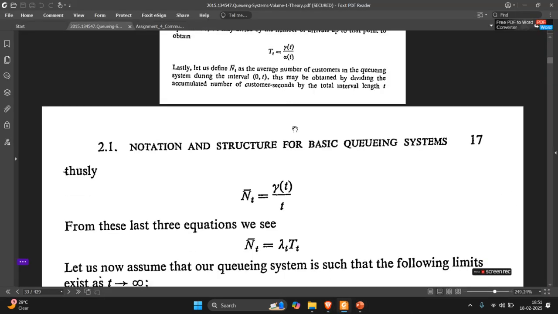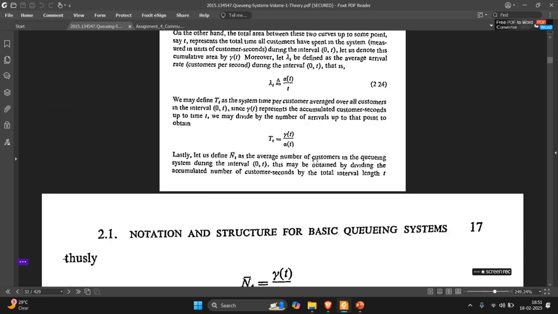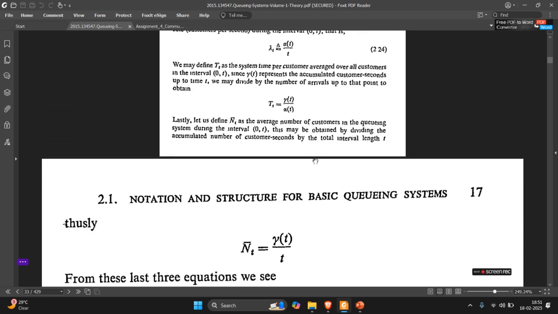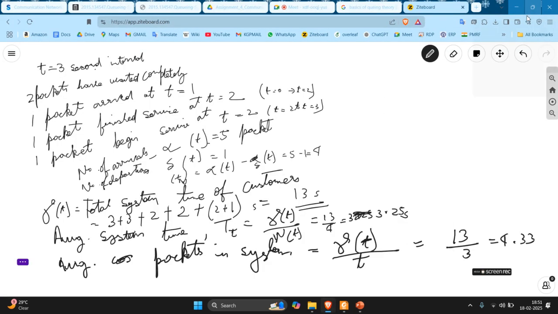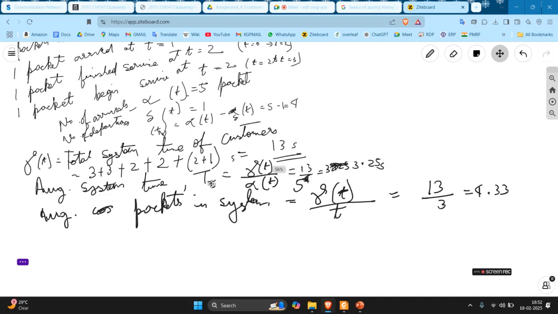Now we see that this gamma T will not be gamma T by NT, since 5 packets have arrived, so it will be gamma T by alpha T, the number of packets that have arrived. So it will be 13 by 5. Now this leads us to Little's theorem. As you can see, this is gamma T by alpha T and this is gamma T by T.